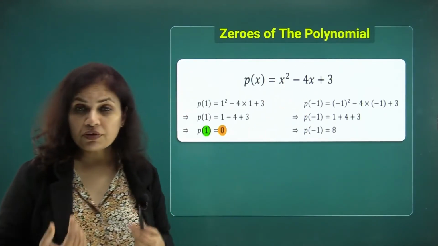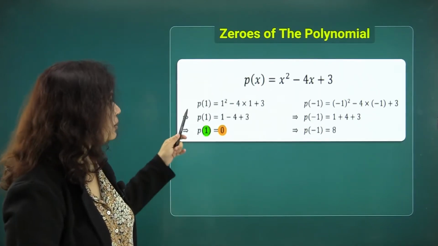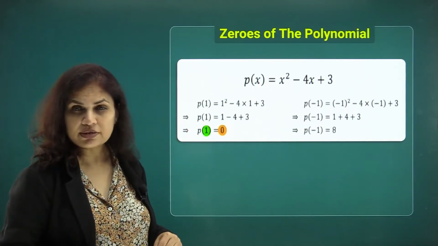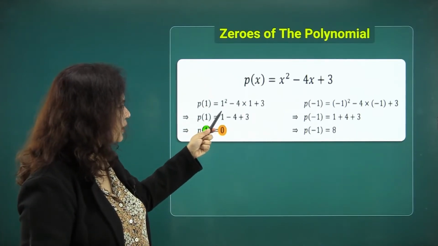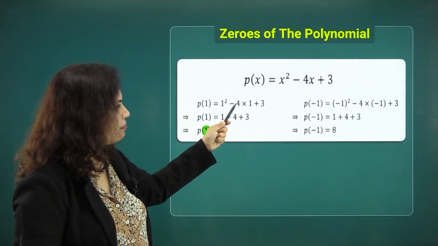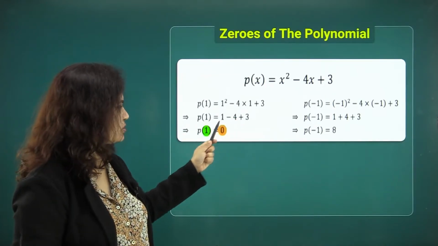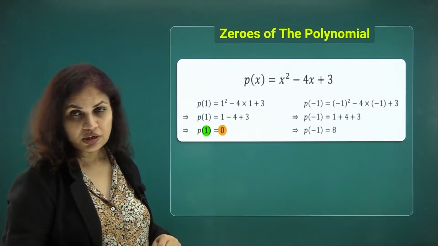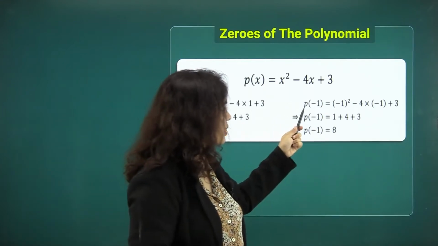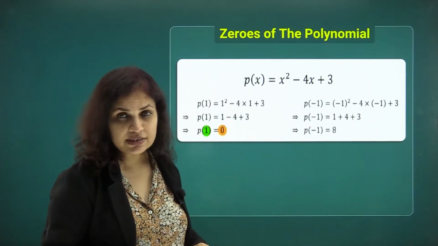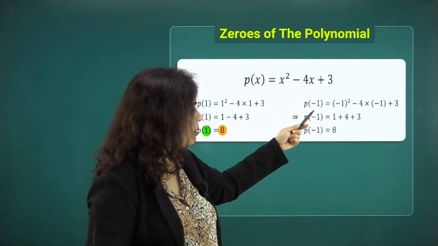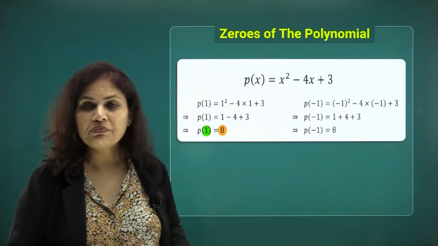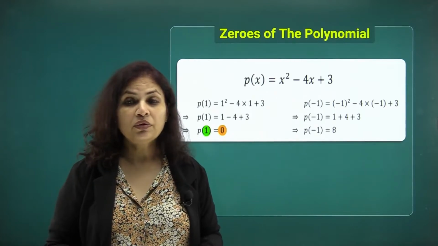And how do we find it? Suppose I put x equal to 1. This is just by a trial method. Putting x equal to 1, I can see 1 square minus 4 into 1 plus 3 will give me 0. Even if I put x equal to minus 1, let us see whether I am getting a 0 or not. No. Putting x equal to minus 1, I will get p of minus 1 is equal to 8.